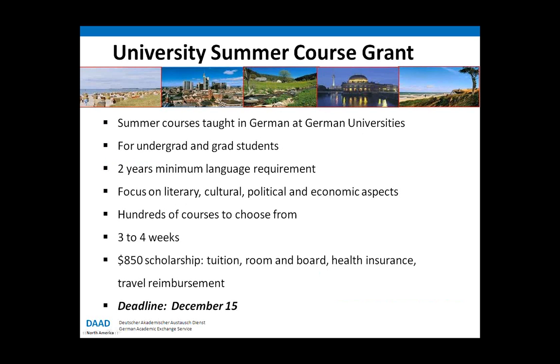Next, we have the University Summer Course Grant. This is essentially a grant that's designed to help cover the costs of a summer course that is taught in German at a German university during the course of the summer. It's generally for a course of 3 to 4 weeks in duration. There is a 2-year minimum language requirement for this grant. So in other words, you already have to speak a certain level of German and studied it for about 2 years at the college level.